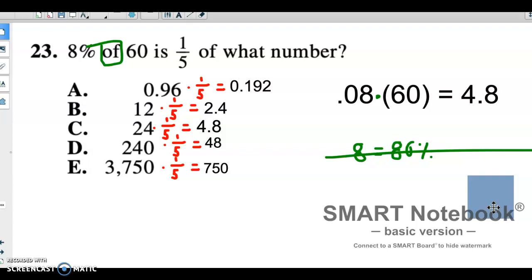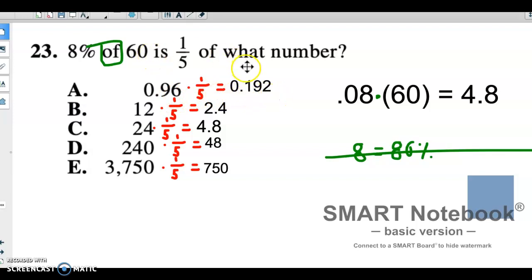So let's go back to the question. 8% of 60 is 1/5 of what number? So we need to look at our choices and multiply all of them by 1/5. We look at letter A, 0.96. We need to multiply that by, sorry, not 1.5, 1/5. So now we know that 1/5 of 0.96 is 0.192.